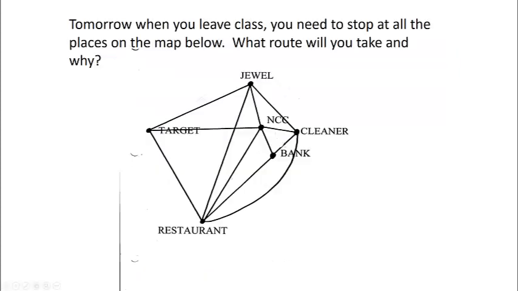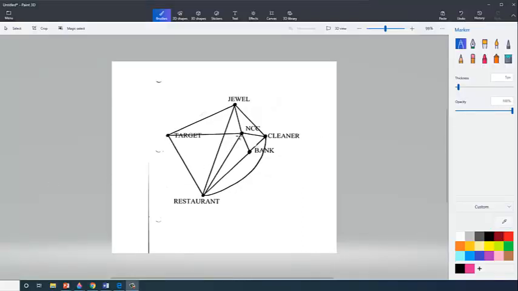So here we go. Tomorrow when you leave class, suppose that you need to stop at all of the places on the map below. What route will you take and why? Okay, so we're going to start right here on campus, and we're going to assume, by the way, that we live on campus, so we've got to return there when we're done. We've got to visit all of these places. Which route are you going to take and why?